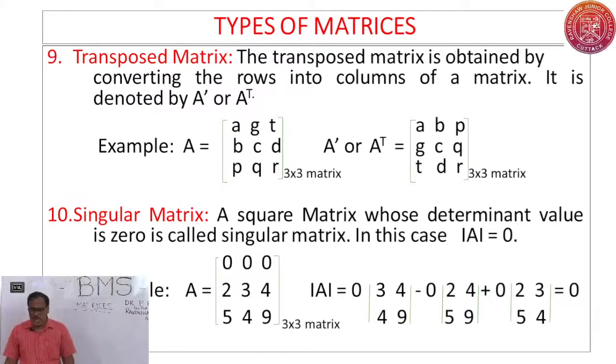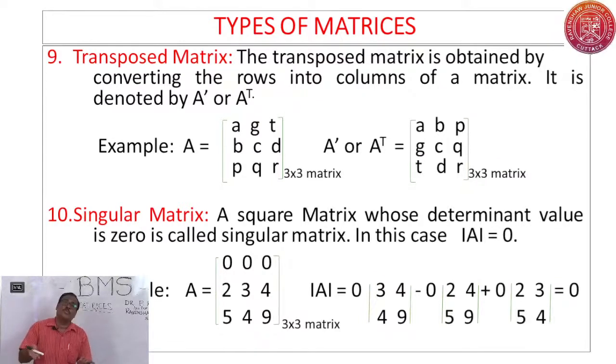Then another matrix, which is called the singular matrix. How do we find out whether a matrix is singular? In the case of a singular matrix, the value of the determinant of that matrix is 0. In this example, the first row has all elements 0, the second row is 2, 3, 4, and the third row is 5, 4, 9.